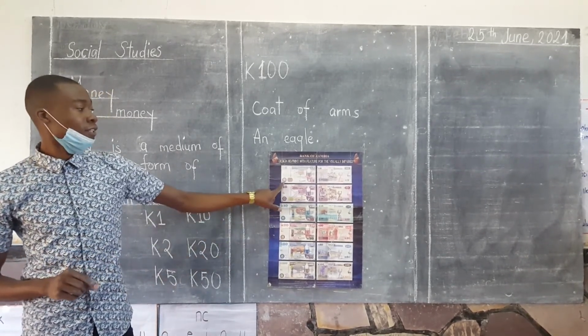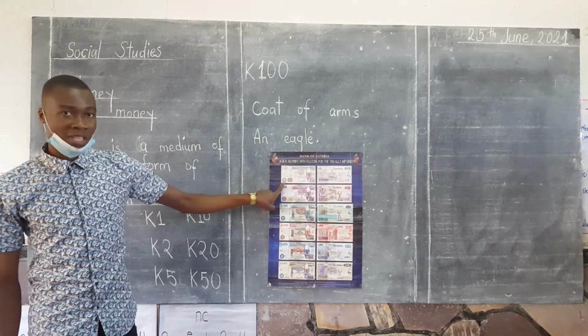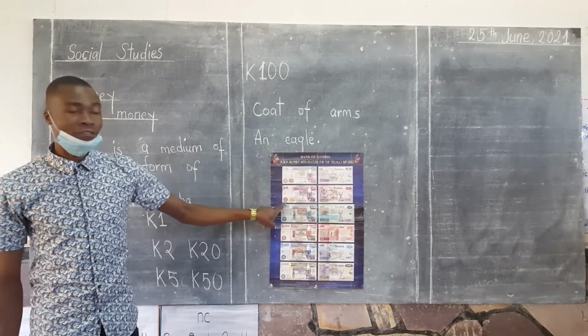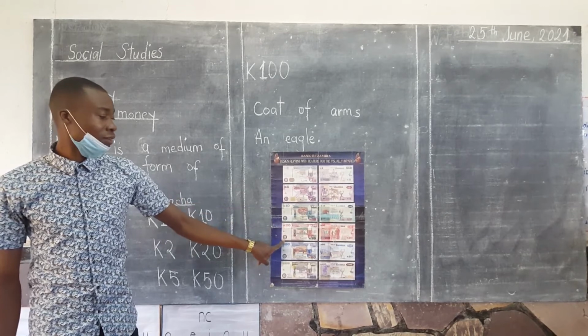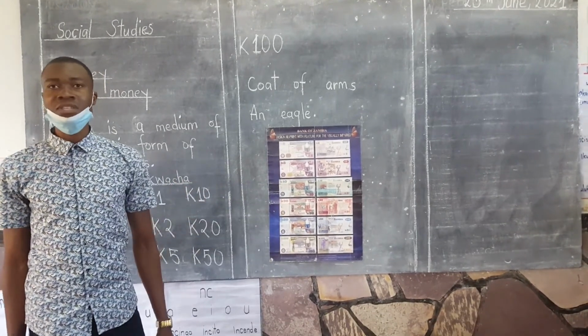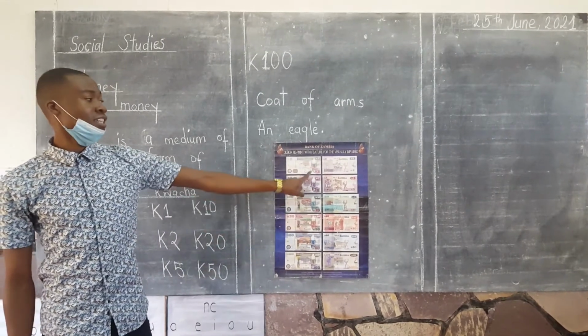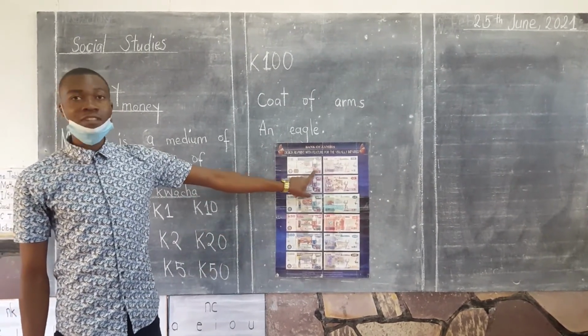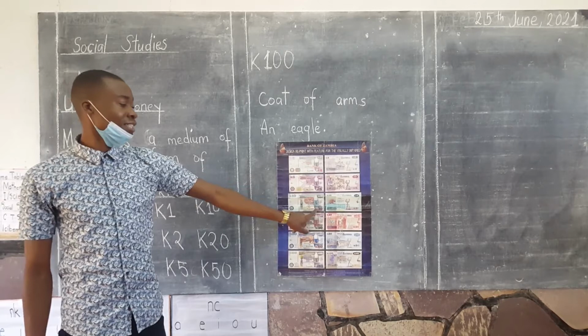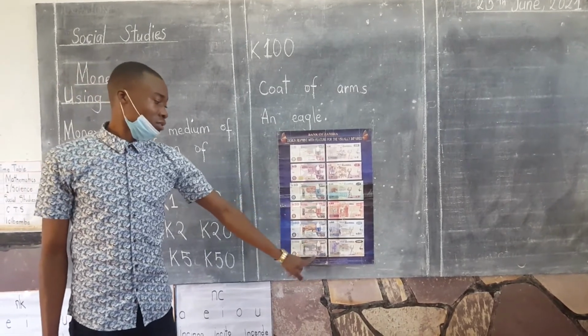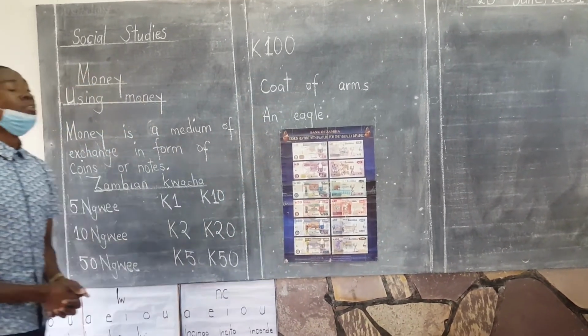we have a coat of arms there. A coat of arms there, a coat of arms there. Apart from a coat of arms, we said there is also a bird which is found there. We said a bird which is found there, that is an eagle. So that is all about money.